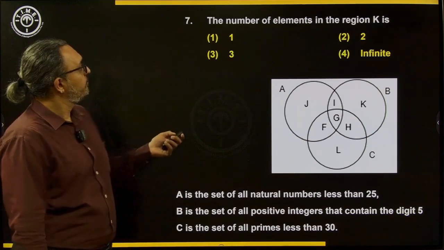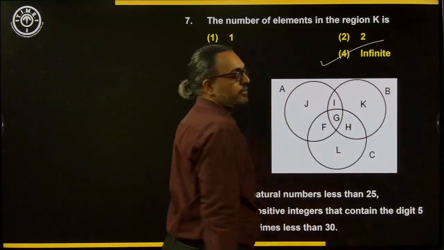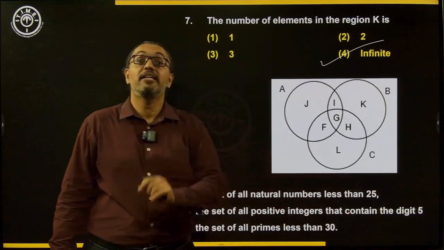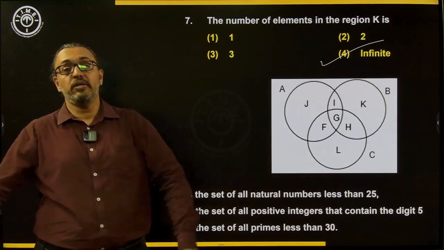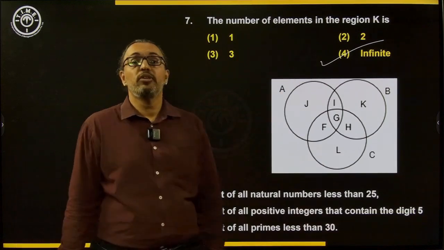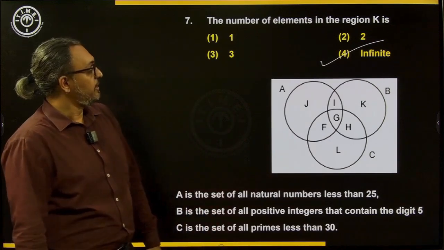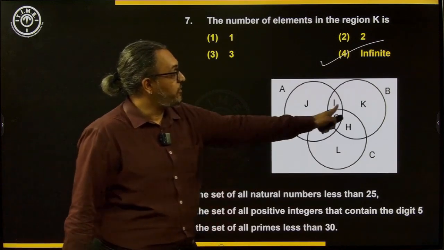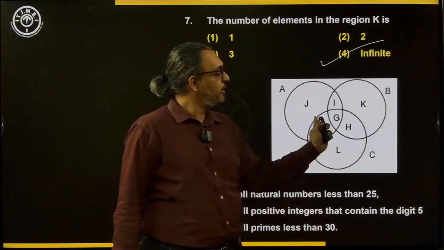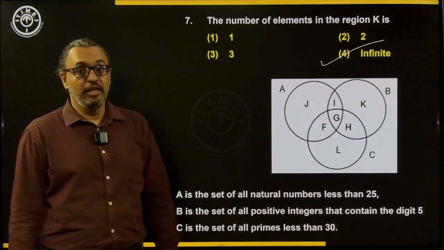Then the number of elements in the region K. So I can say directly infinite, because B is the set of all positive integers that contain the digit 5. So there are many numbers that contain the digit 5. So I cannot give my limit as 1, 2, 3. It will be infinite. Correct? Yes. Because K is exclusive to B. The remaining I, G and H are limited with A and C, but K is exclusive to B, so that is why it is unlimited, infinite.